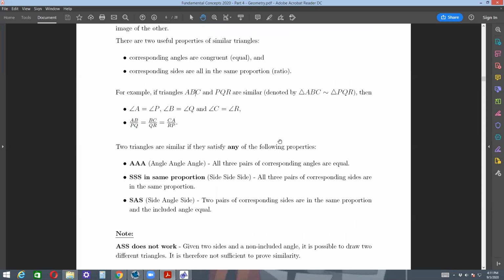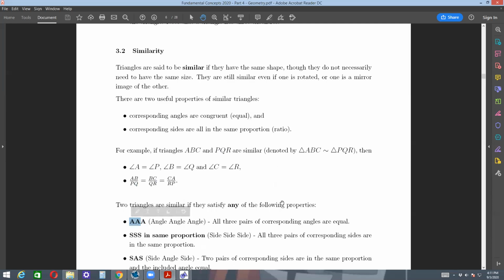All right. If you want to prove that two triangles are similar, usually the easiest way is to show that the corresponding angles are equal. Here it's listed as AAA, meaning all three pairs of corresponding angles are equal. But technically, once you show two pairs, the third one must automatically be equal, because the third one is just 180 minus the sum of these two.